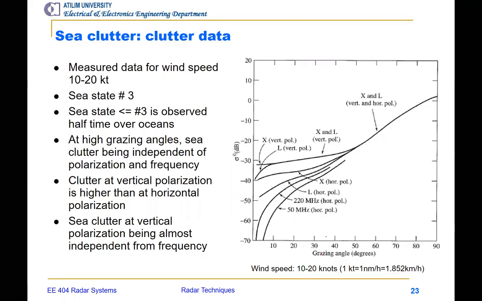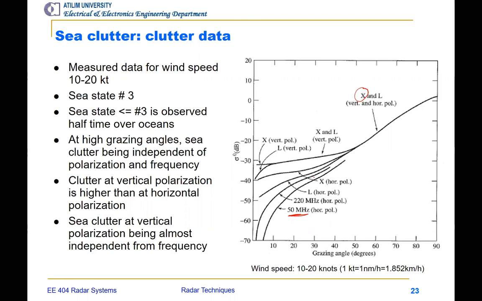It corresponds to sea state of 3 or less, and for different bands of the operational frequency, we can see from 50 megahertz goes up to X band, so 12 gigahertz. And we have two different polarizations here, vertical or horizontal. And the response of the sea surface against this vertical and horizontal polarization are quite different, especially at low frequencies.